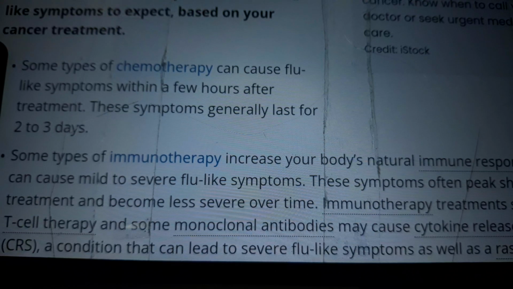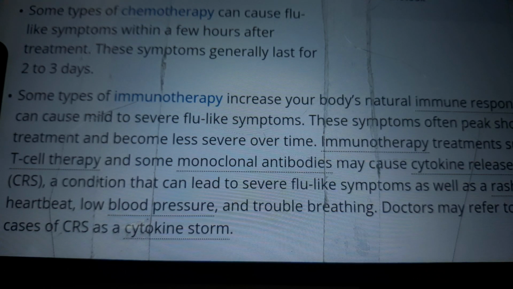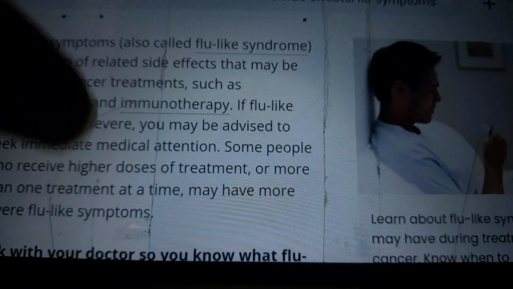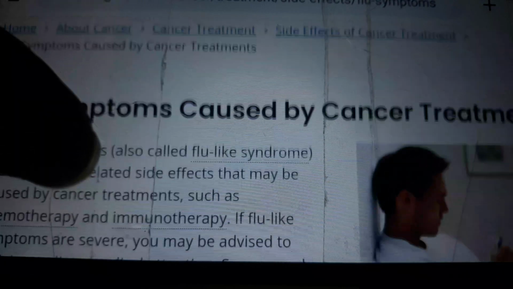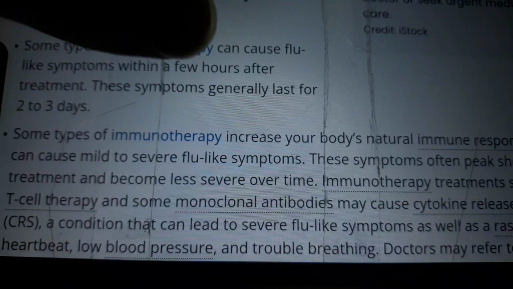When you talk to your doctor, find out what flu-like symptoms to expect based on your treatment. Some types of chemotherapy can cause flu-like symptoms within a few hours after treatment. These symptoms generally last for 2 to 3 days. So before we proceed, let's see if there's anything else you need reference to. Okay, so let's see the chemotherapy.